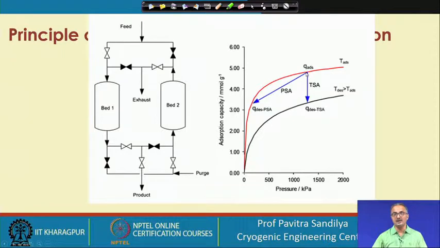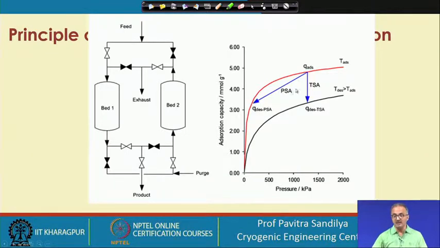Suppose we start initially from this particular point, at this particular pressure and temperature. Now if we are carrying out PSA, that means we are reducing the pressure. This is done isothermally, so we are going along the same isotherm, just reducing the pressure, and we find that the loading of the bed decreases. That is how we are able to regenerate the bed.